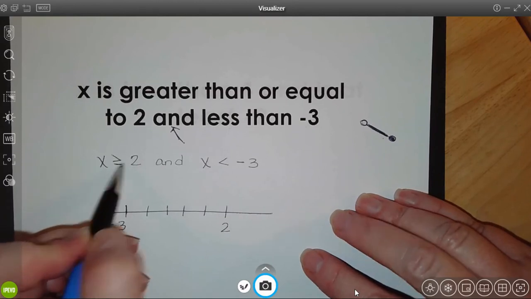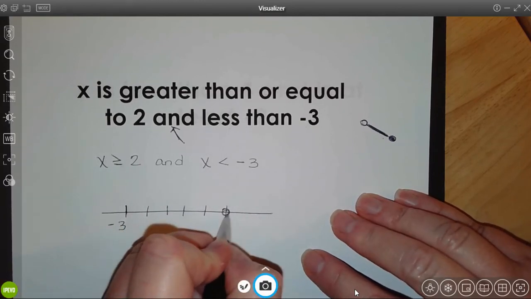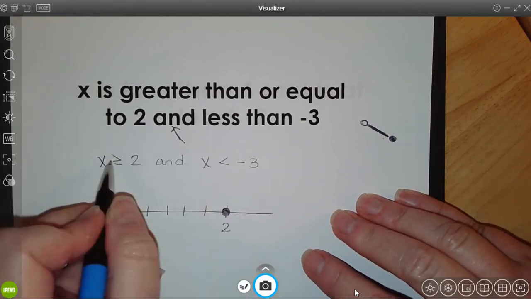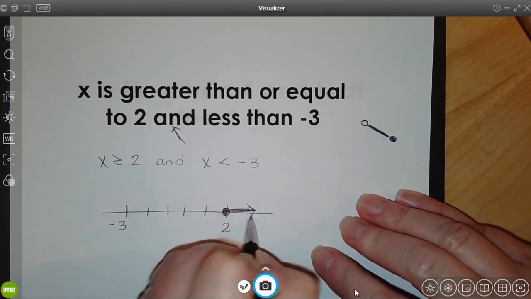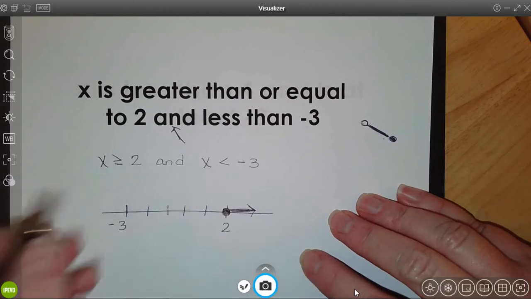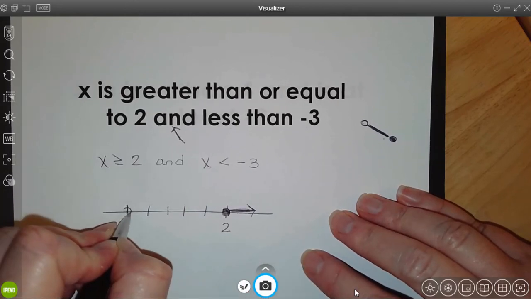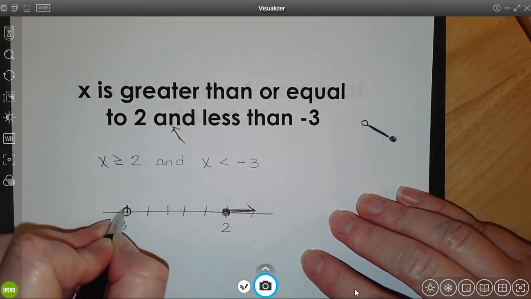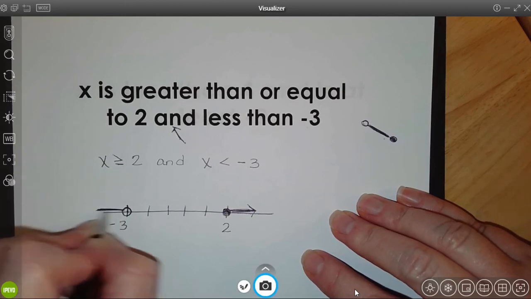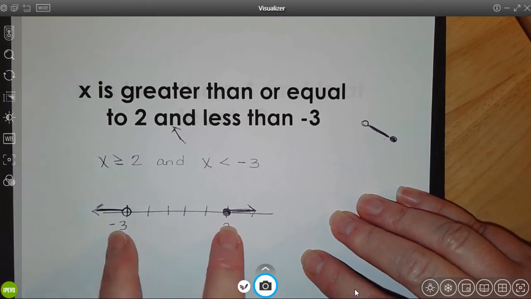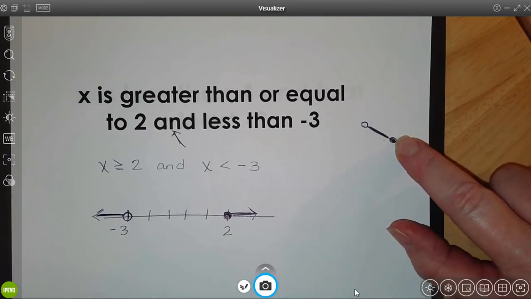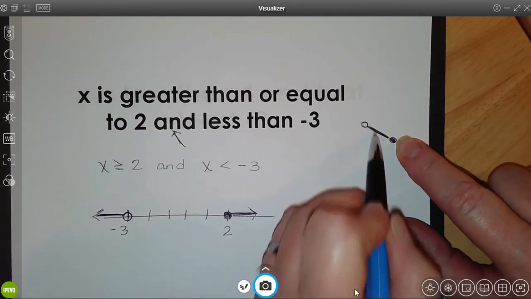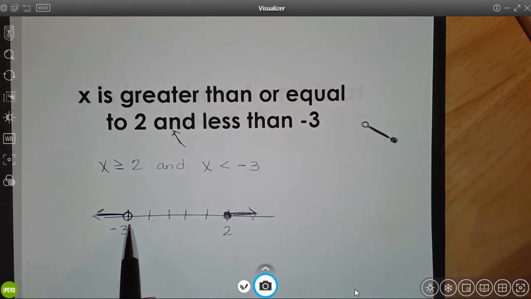Greater than or equal to 2 means I'm going to color in my dot, and it is open to X, so I'm going to go this way. And then less than -3, that would be going this way. Now, this is the picture that you get for or. This is what I'm expecting right here. I'm expecting and, where it comes together in the middle, but I got this.